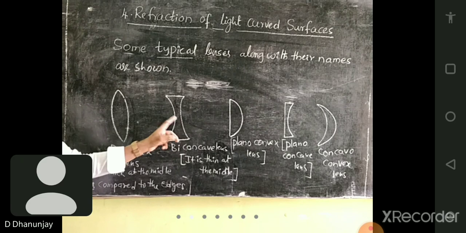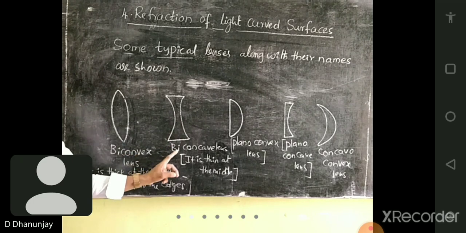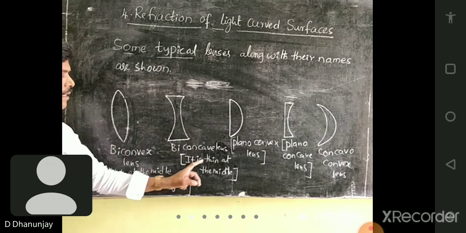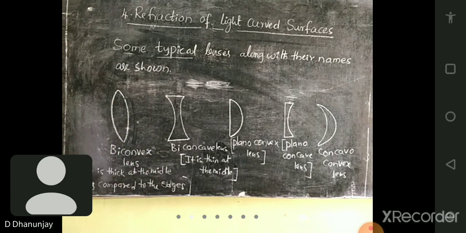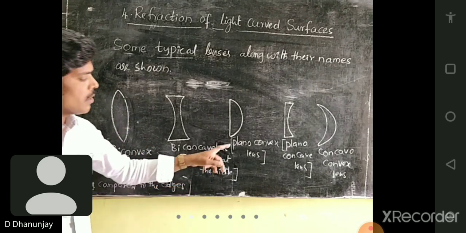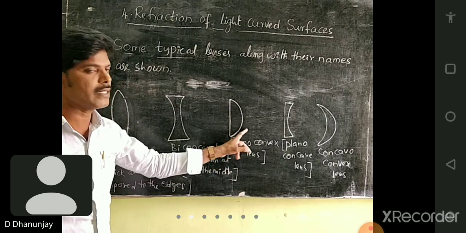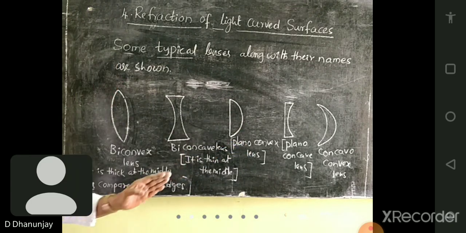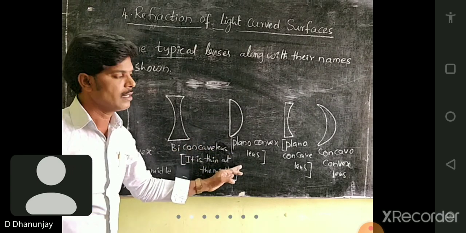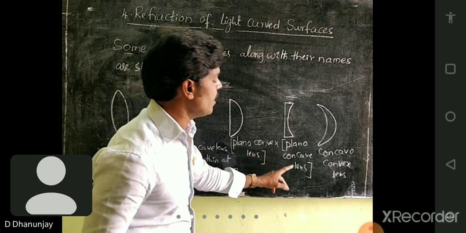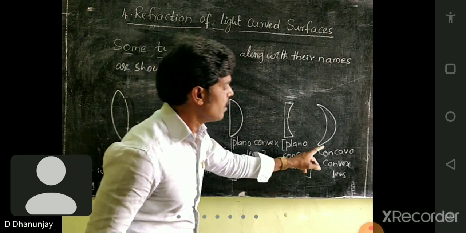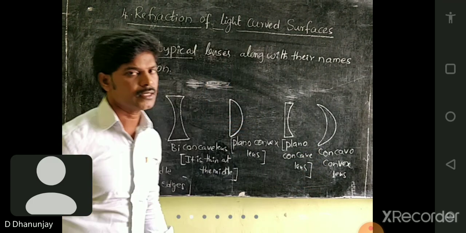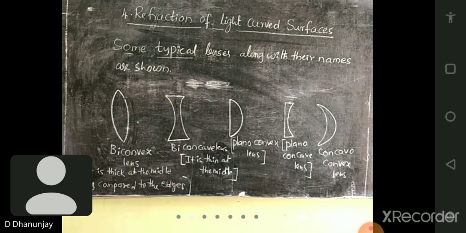So next one is biconcave lens. It is thin at the middle and thick at the edges. And plano-convex lens. One side it is a plane and the other side is a convex surface. Next one, plano-concave lens. One side is plane surface, the other side is concave surface. Next one, concavo-convex lens.